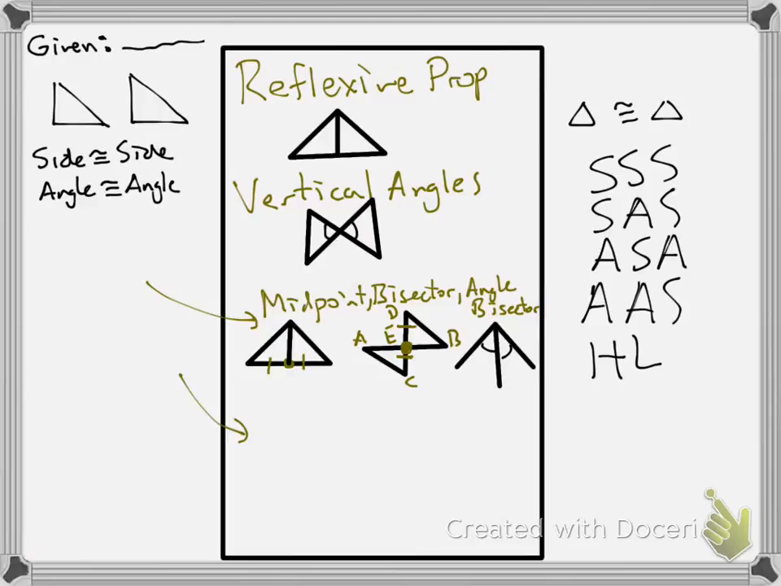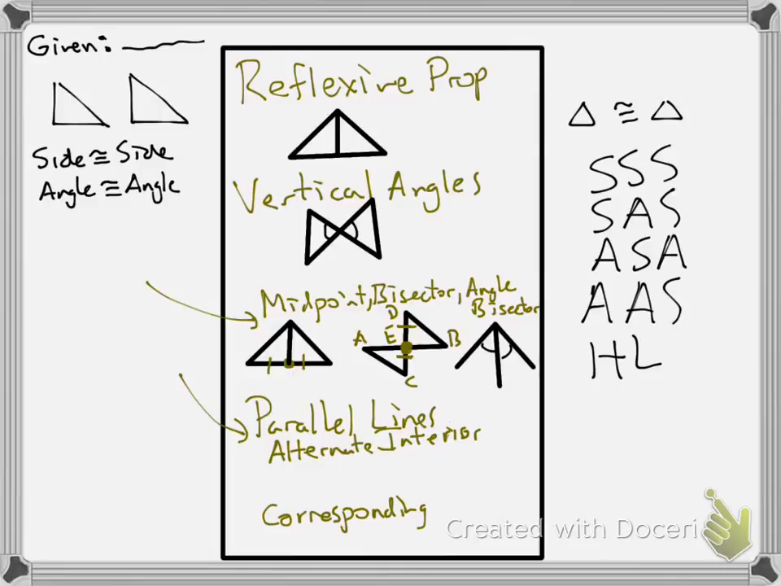Another one we sometimes get from the given is parallel lines. Now, what are two things that we look for when we get parallel lines? Alternate interior and corresponding. So if I get a statement over in the given that says parallel lines, I'm looking at those two, because that's probably a next step we're going to have.